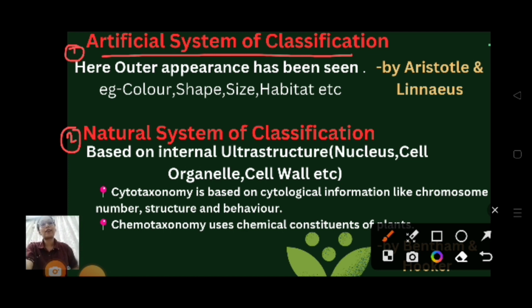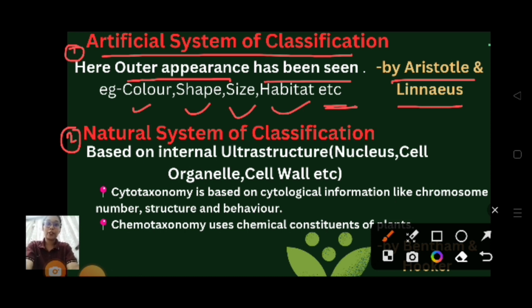This artificial system of classification is based on the outer characteristics, means the morphological. Morphological means the outer characteristics, the outer appearance we are only going to see. Here outer appearance, that is morphological characteristics, is seen. This was given by Aristotle and Linnaeus, Carolus Linnaeus. So outer appearance, we can see the color, the shapes, the sizes, the habitats, etc. So only outer appearance is considered in the case of the artificial system of classification.